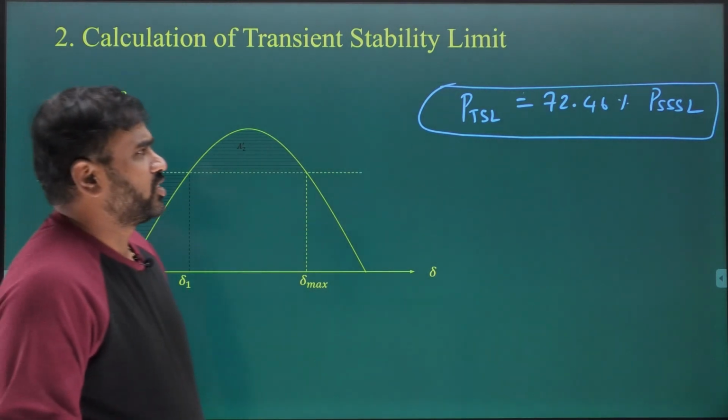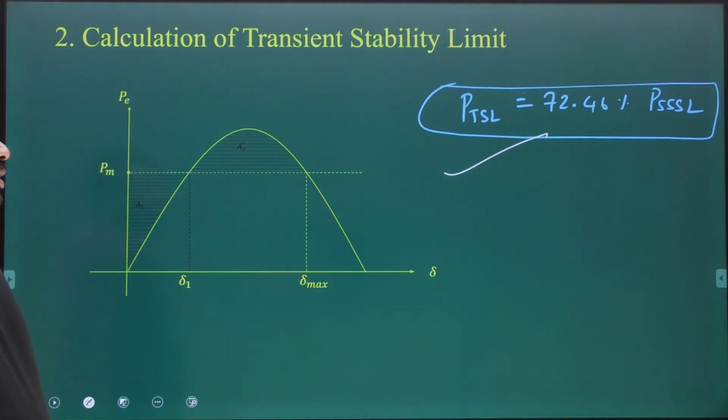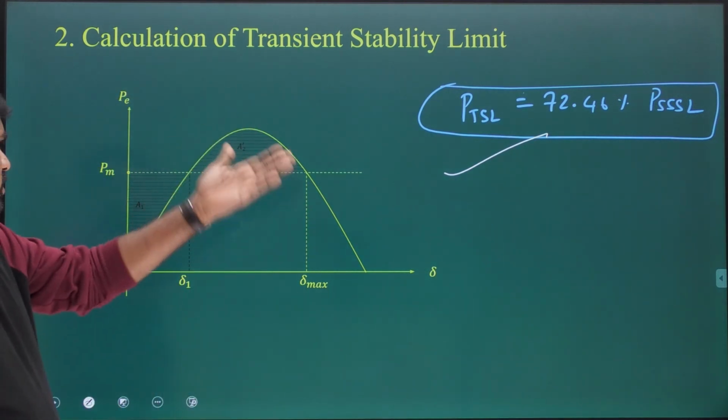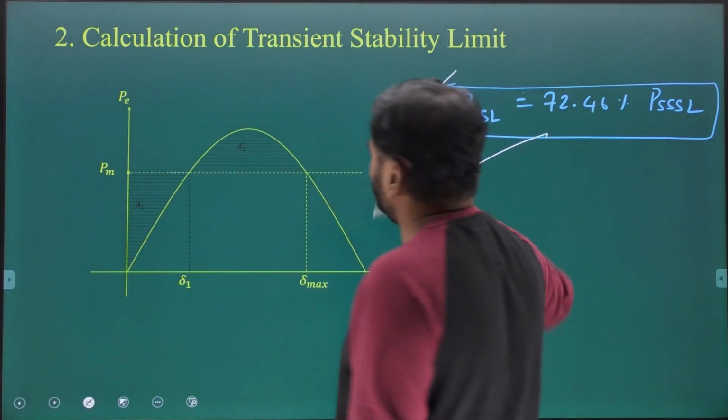Next, calculation of transient stability limit. Remember, it is always 72.46% of the steady state stability limit. That means P max. Irrespective of whatever the given P max may be, this condition is always true.